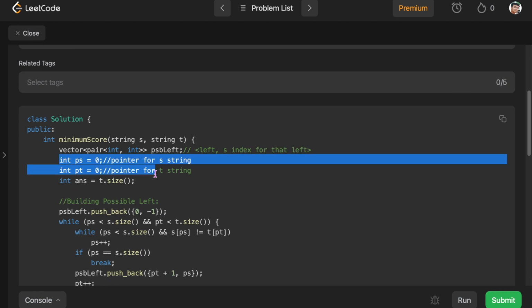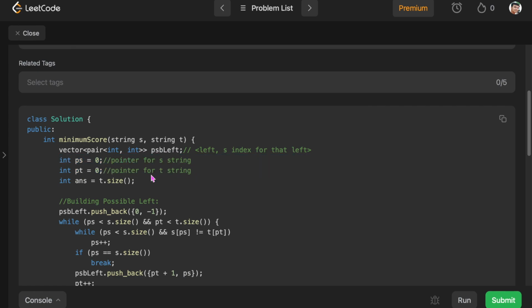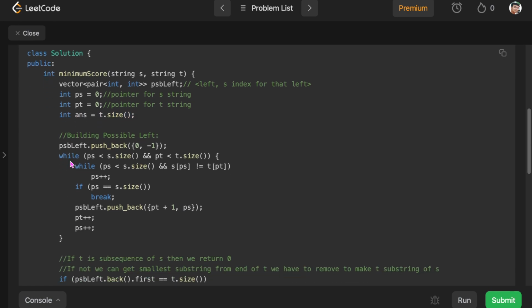Then we create PS and PT pointer because we need them for building possible left. We initialize our answer as T dot size because we can erase entire T string. Then we start building our possible left. PSB left is the possible left array. First we push 0 comma minus 1 because that's the first possible left we have.